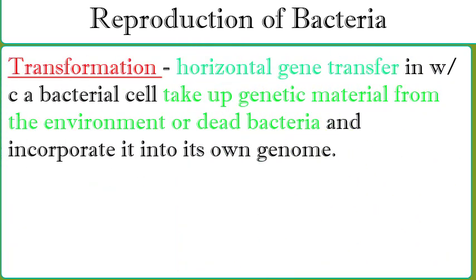The second way of gene exchange is transformation. In this case, a bacterium takes up free DNA from the environment or dead bacteria. That means bacteria take up fragments of DNA from lysed cells and incorporate them into their genome. This allows genetic variation and adaptation to new environments. This is common in bacteria like Streptococcus pneumoniae.